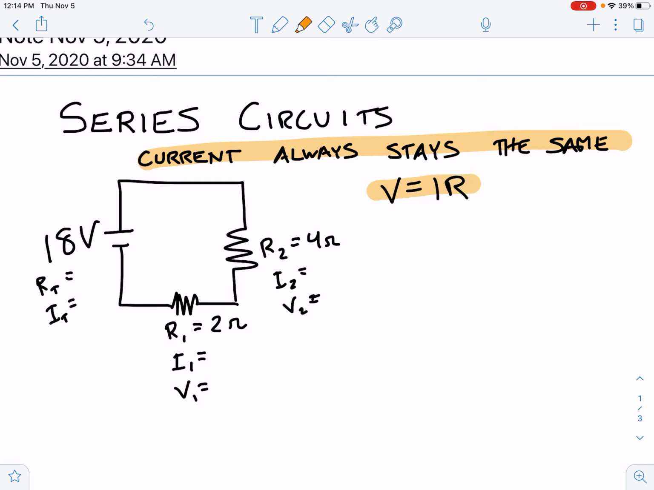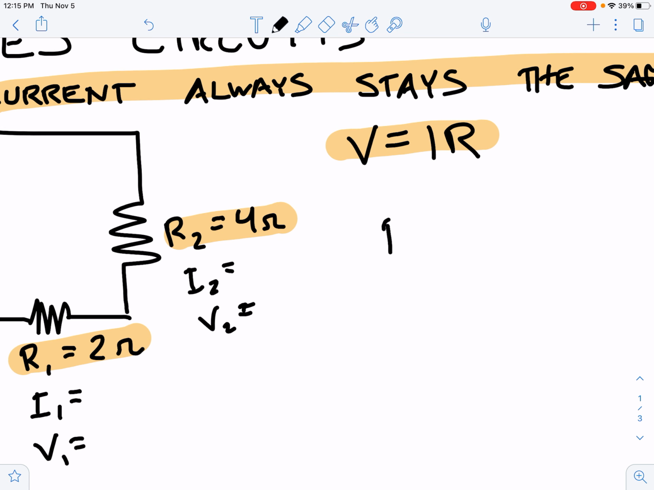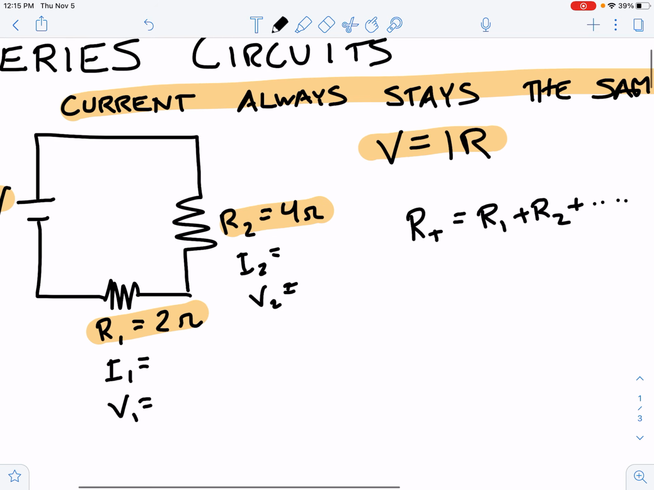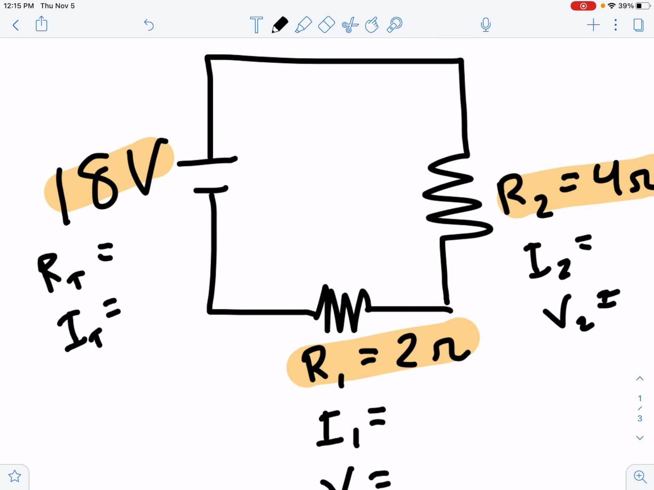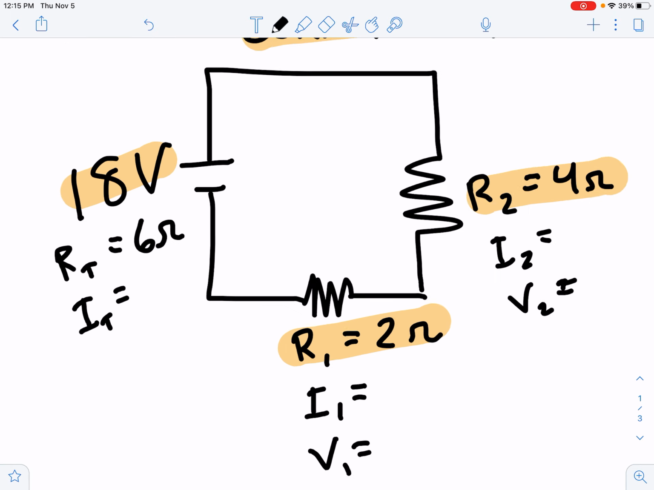Okay, so on this particular problem, we have an 18-volt battery. We have a resistor that's 2 ohms, and we have another resistor that's 4 ohms, and they're connected in series to the battery. So how do we solve this problem? First, we try to find the total resistance. In a series circuit, the total resistance is just all the different resistors added up. So in this particular circuit, we have 2 plus 4, or 6 ohms. That's our total resistance. So over here, we can write a total resistance of 6 ohms.